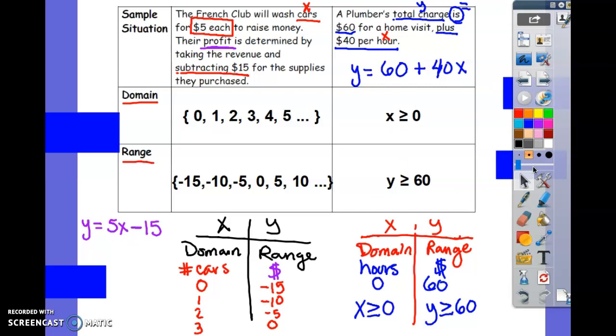Okay? So this one has to be whole numbers because we're talking about cars. You cannot have half cars. And this one, we write it like this because you can have half an hour. You can work in halves and decimals and all of that. So that's the difference between whole numbers, which is called discrete, and continuous, where you can have decimals, fractions, and all of that.